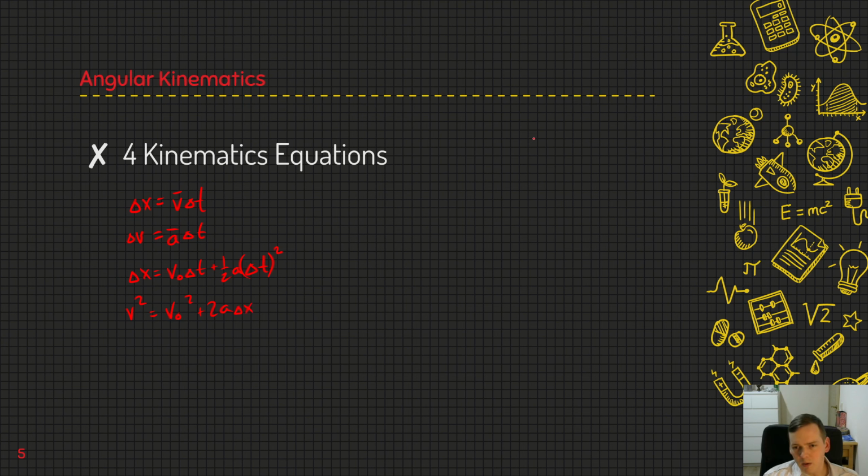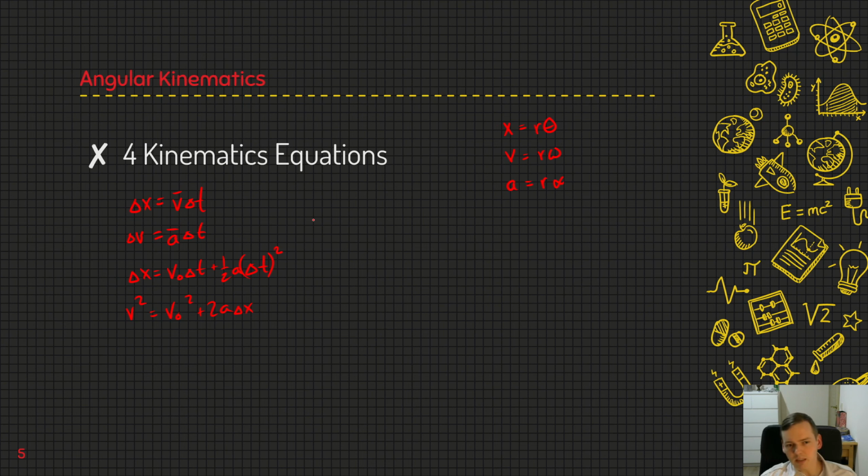Now, if you remember, earlier I had said that we have these equations as well: x equals r theta, v equals r omega, a equals r alpha.